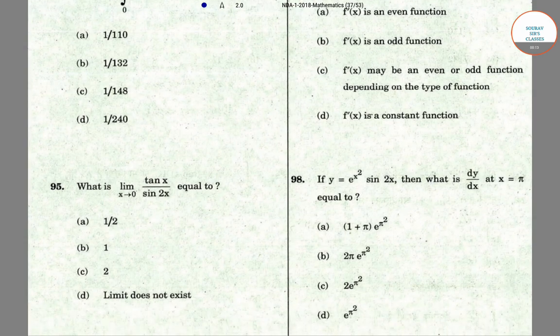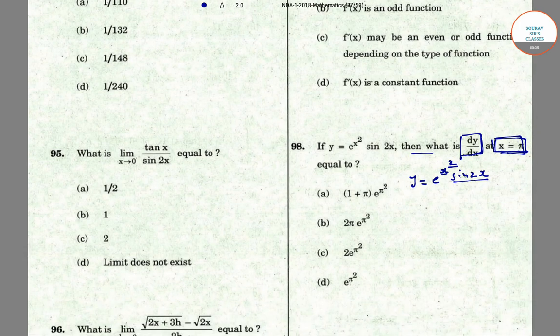In question number 98, it is given y equals e to the power x squared sine 2x. Now, what is dy/dx at x equals pi? So we have to find what will be dy/dx at x equals pi.